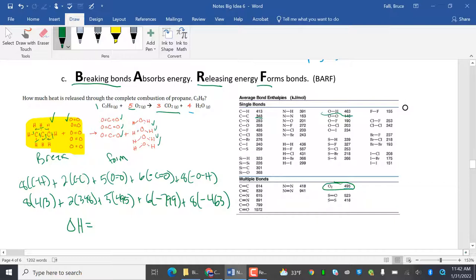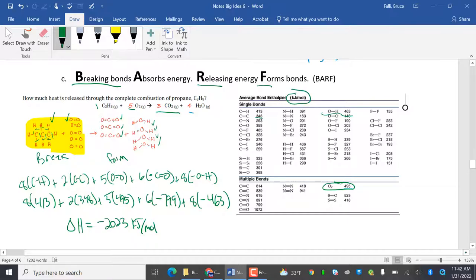So let's take a look and see. 8 times 413, enter, plus quantity 2 times 348, close, plus quantity 5 times 495, close, plus quantity 6 times negative 799, close, plus quantity 8 times negative 463, close, and I get negative 2023. And that's going to be kilojoules per mole. And notice up here, these are in kilojoules per mole.